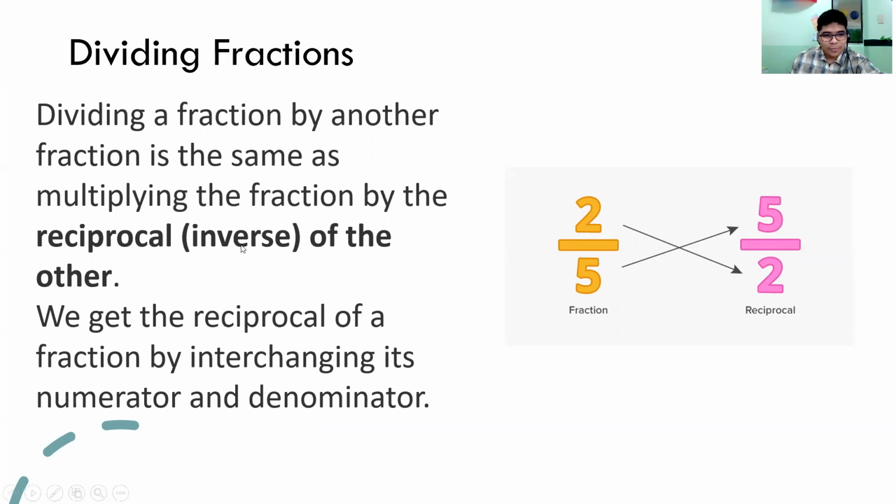What do we mean by reciprocal? Well, we get the reciprocal of a fraction by interchanging its numerator and denominator. Okay, so for example, 2/5, you're going to divide the number by 2/5. So you want to get the reciprocal of that into 5/2 so that you can just go ahead and multiply it because it's easier to just multiply the fractions. No need to make it so complicated.